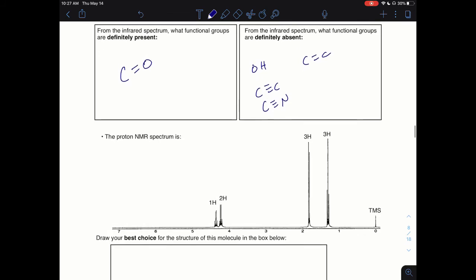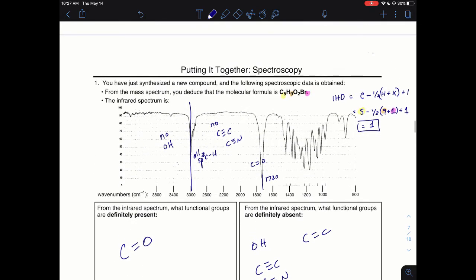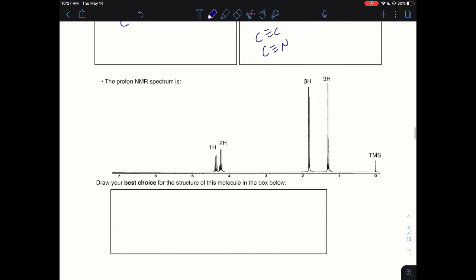Here's the proton NMR spectrum. Well, let's take a look at it. Let's rewrite the formula. C5H9O2Br. All right, what jumps out at you? Well, there's two methyl groups, right? So there's this methyl group and this methyl group.